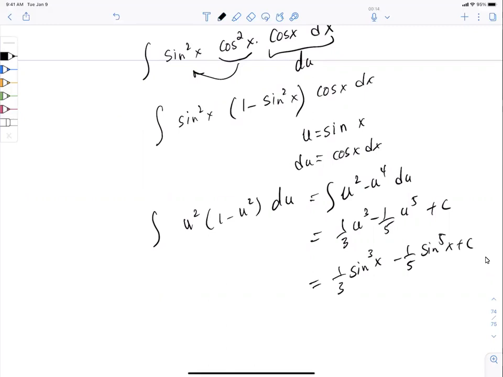Okay. So if at least one of them is odd, you can peel off one of the factors, and then convert the even portion of it to the other function, whatever that other function is, and then do the integral by substitution and such. So it's not too bad.